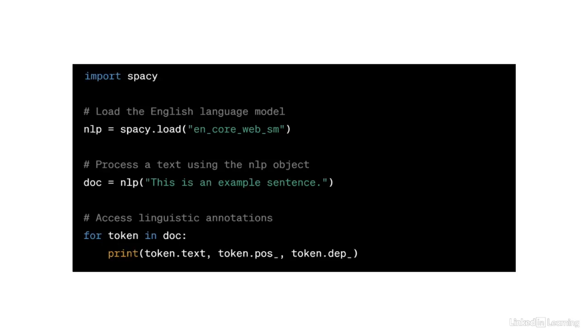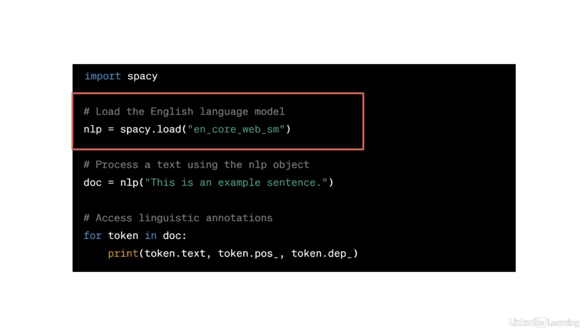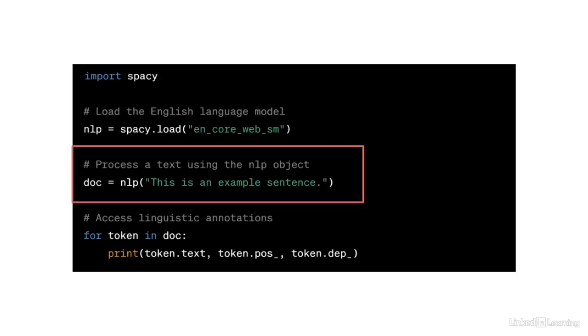As I previously stated, when you load a spaCy model using spacy.load, you get an nlp object that contains the language model and processing pipeline. You can use the nlp object to process text by calling it as a function. This example uses the nlp object to process the sentence, "This is an example sentence." The nlp object processes the given text and returns a Doc object containing the analyzed information.